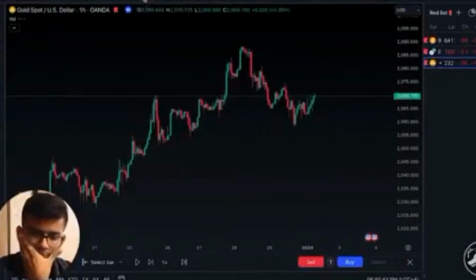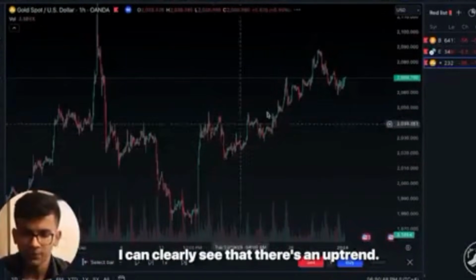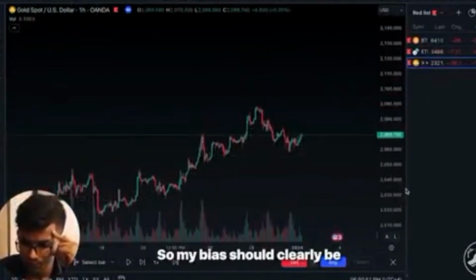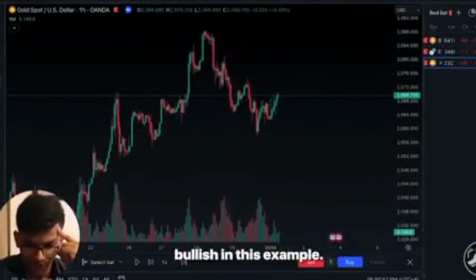So now, if I, let's say, go to the daily time frame or in the higher time frame, I can clearly see that there's an uptrend, right? The price is moving in an uptrend. There's a structure of higher highs and higher lows. So my bias should clearly be bullish in this example.